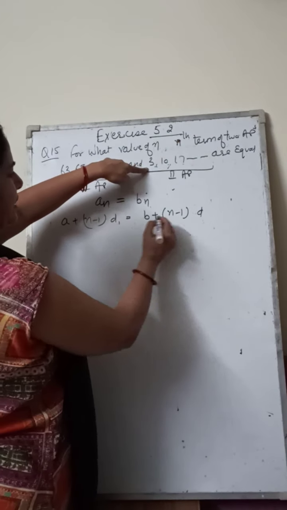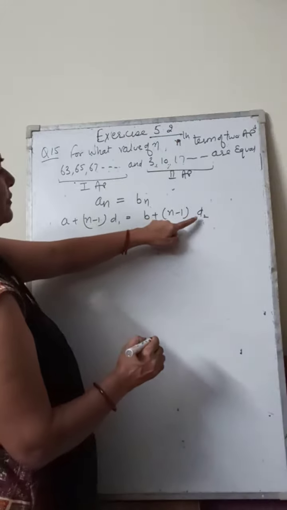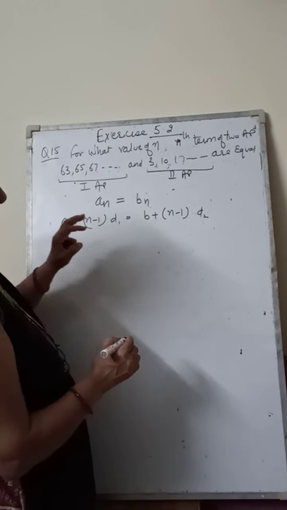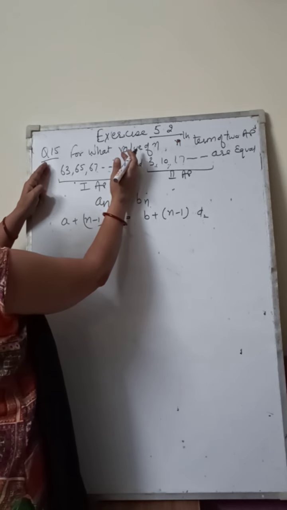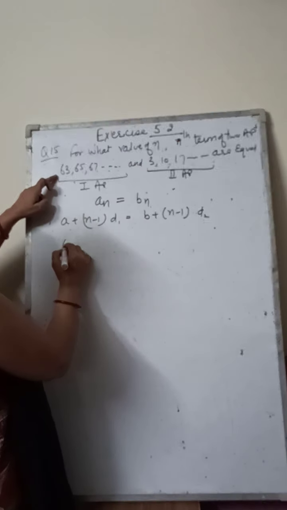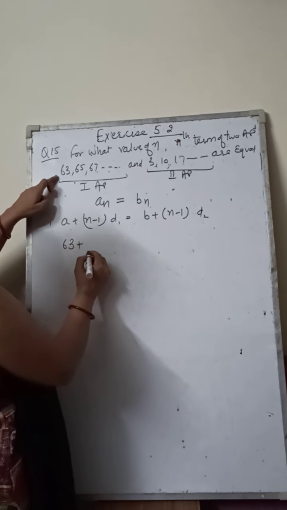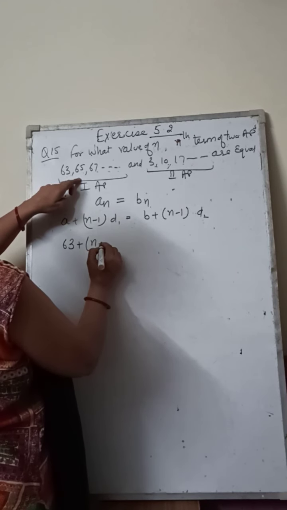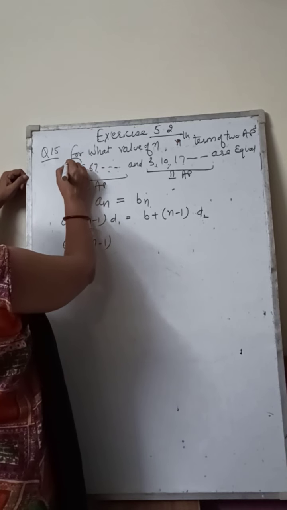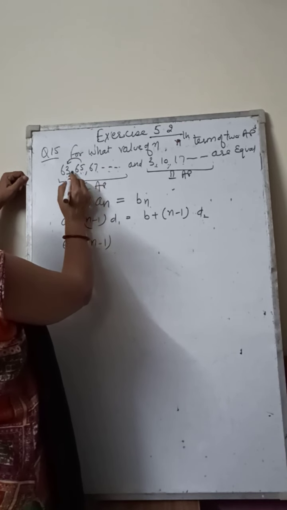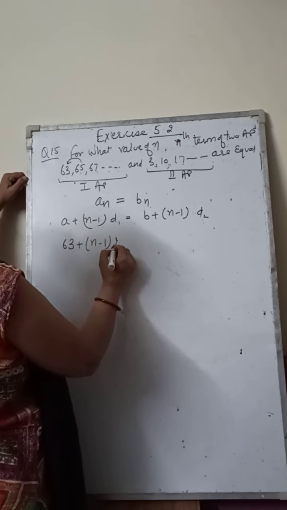Here you can take d1, here you can take d2. If you don't write this, then also it's fine. What is a here in this series? Let's take this series. a is 63, plus n minus 1. What is d? What is the difference between these two? 65 minus 63, it is 2.